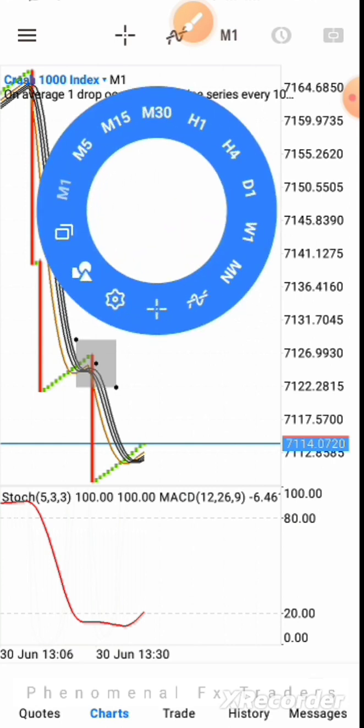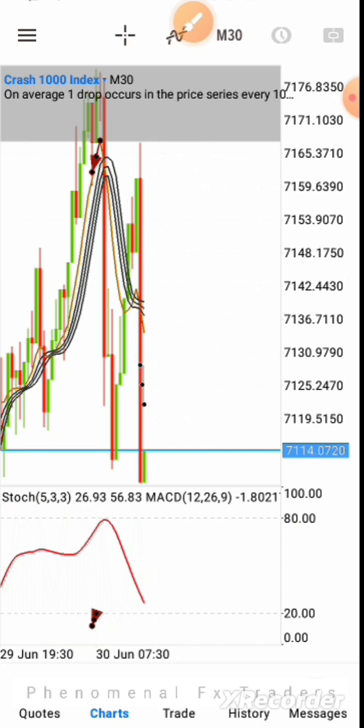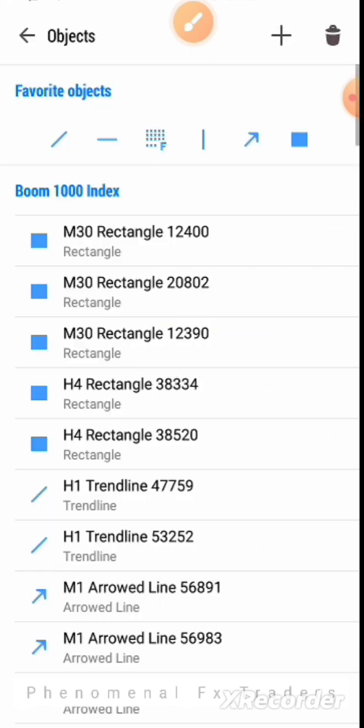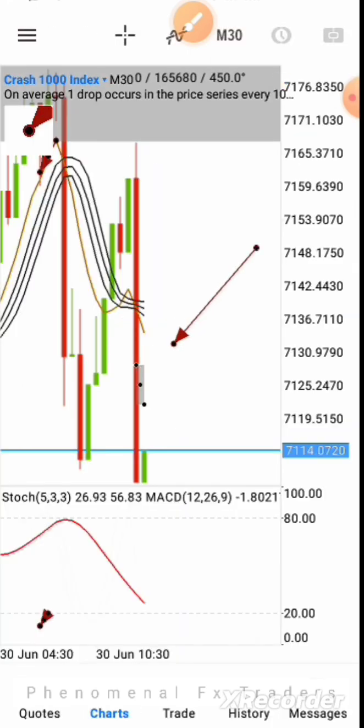All right, so 30 minutes. Guys, look at the 30 minutes time frame. This is where the trade happened. This is where that setup happened. You can see this is a long bearish candlestick. The market was bearish at this time, and look at where it happened. This is the spot it happened.